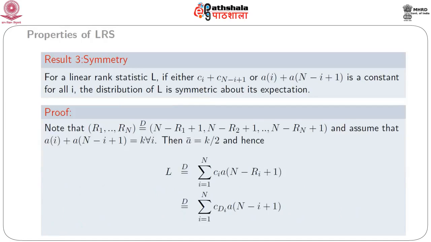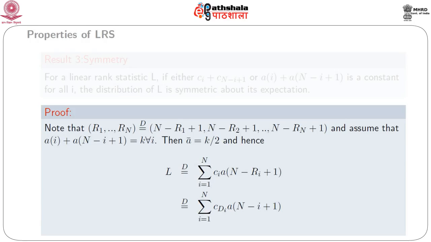Our next property is related to symmetry. For a linear rank statistic L, if either Ci plus C_(n minus i plus 1) or Ai plus A_(n minus i plus 1) is a constant for all i, the distribution of L is symmetric about its expectation. Note that the joint distribution of R1, R2, up to Rn is the same as the joint distribution of n minus R1 plus 1, n minus R2 plus 1, up to n minus Rn plus 1.